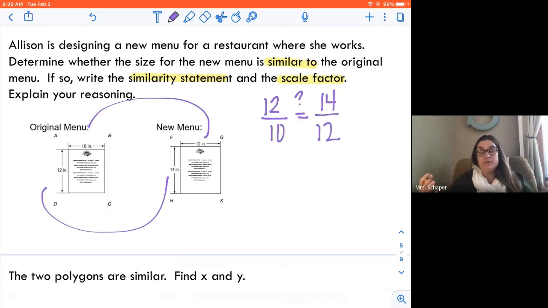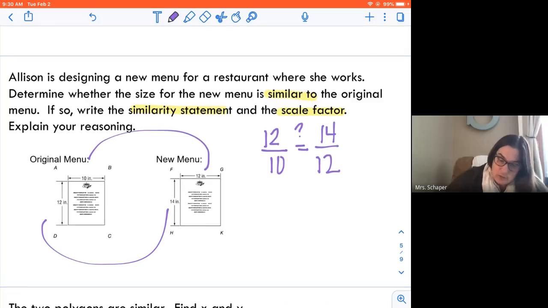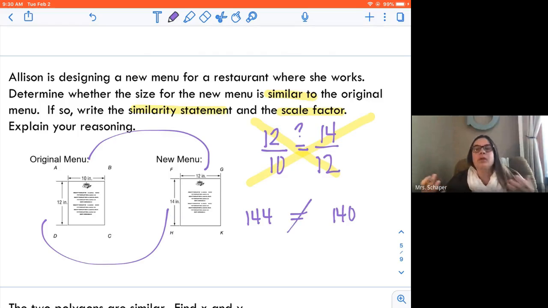Okay. Now, to determine if they're proportional, there's some strategies you can do. You can put them in simplest form. What I like to do is just multiply them. So is 12 times 12 the same as 10 times 14? So 12 times 12 is 144. 10 times 14 is 140. Because they're not the same, they're not proportional. Okay? All right. Here we go.